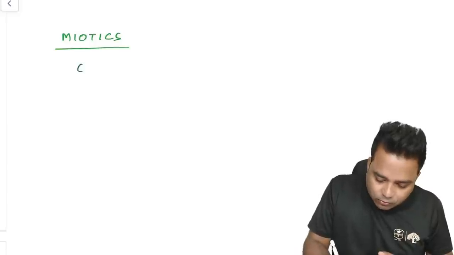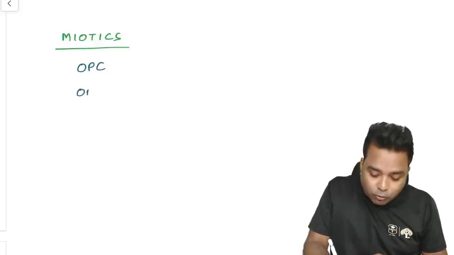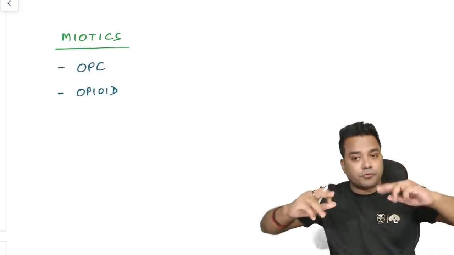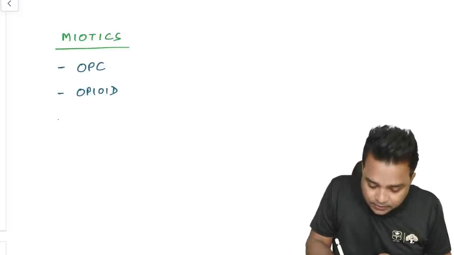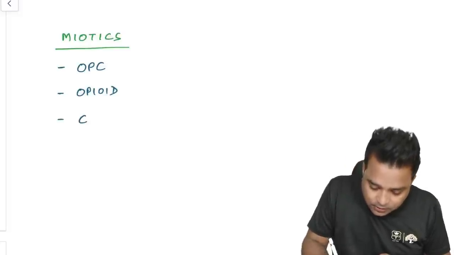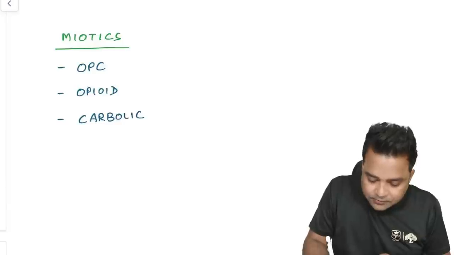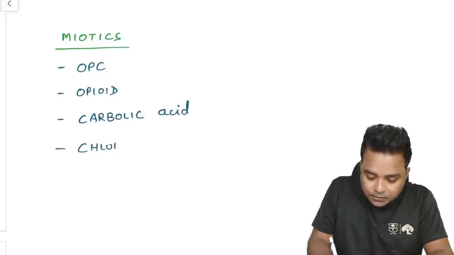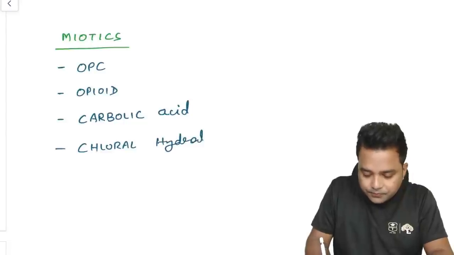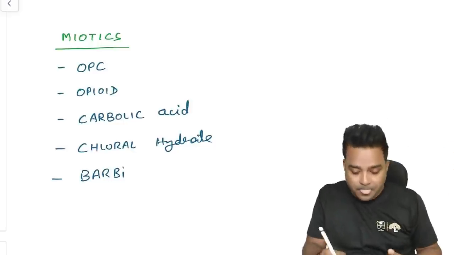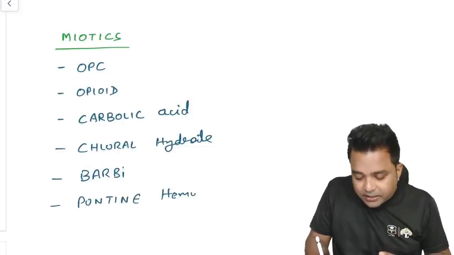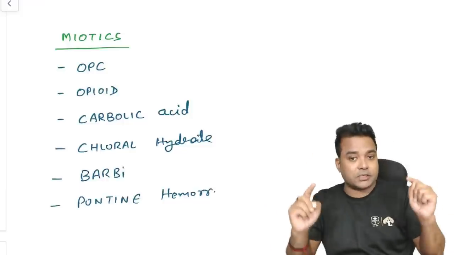I will say that yes, OPCs should always be remembered. Along with OPCs, opioids should always be remembered. These are the two most important poisonous groups, which are very important for any exam. Then carbolic acid, one of the corrosives. Very important corrosive acid, that is phenol. Then chloral hydrate. Then the barbiturate group of agents, like phenobarbital. Then pontine hemorrhage cases, they can also lead to bilateral miosis. So this is my simple list from where I will be able to solve my questions.